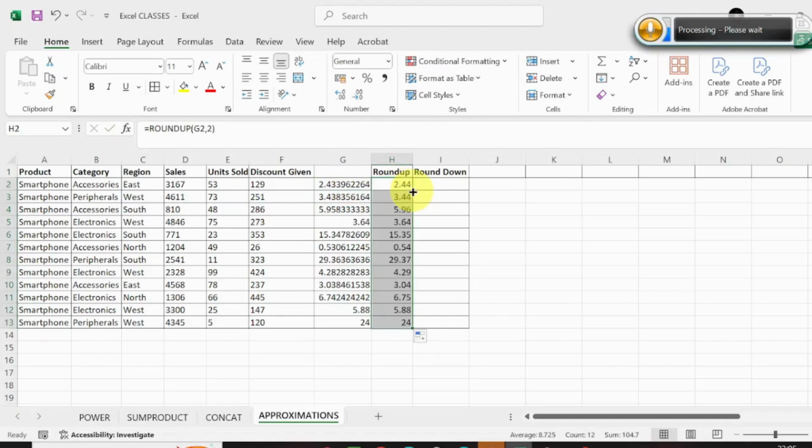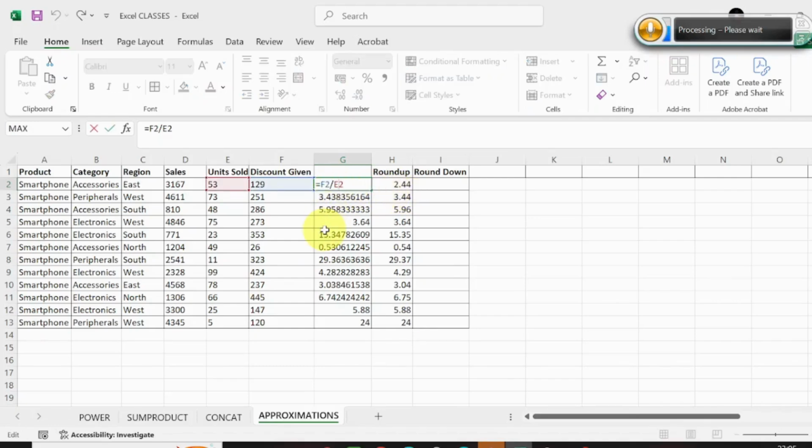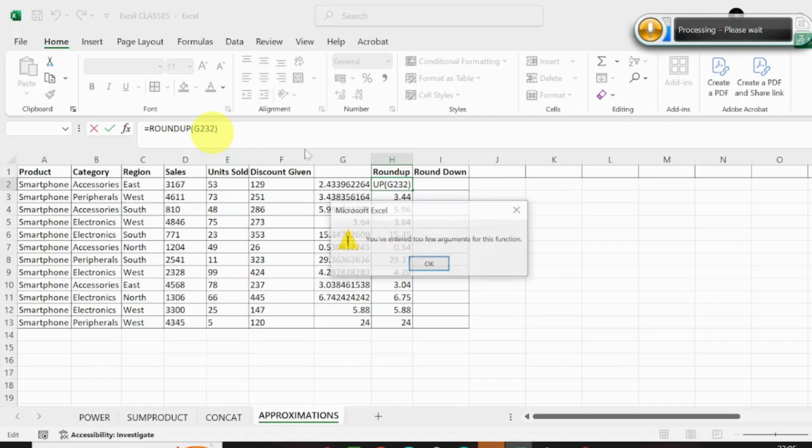Now I want to explain something very salient here. You observe that this 2.4333 was rounded up to 2.44, despite the fact that the digit after the second decimal place is less than 5, because we are using roundup. And if you want to get it in 3 decimal places, you can just pick it this way, and you have it in 3 decimal places.